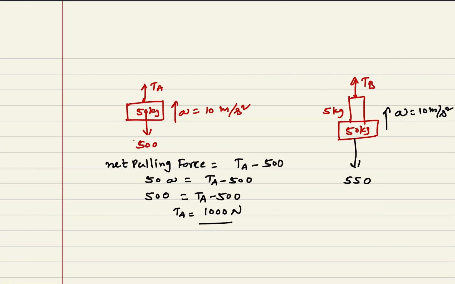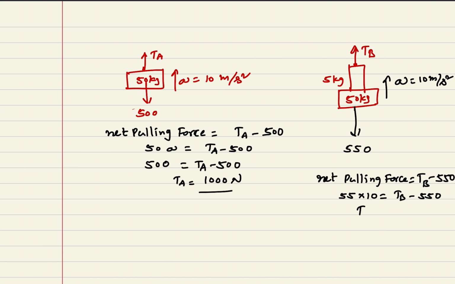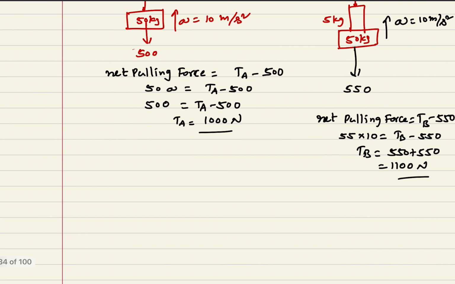Now you apply that. So we can write the net pulling force is: upward force is TB, downward force is 550. As it is going in the upward direction, we can write the total mass 55 into 10, that is MA, is equal to TB minus 550. So we get the TB value is equal to 550 plus 550, which is 1100 newtons.